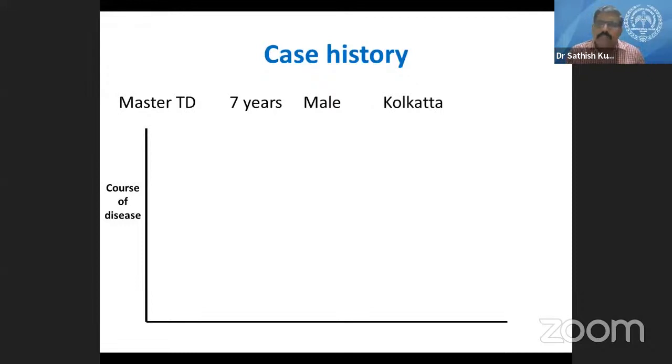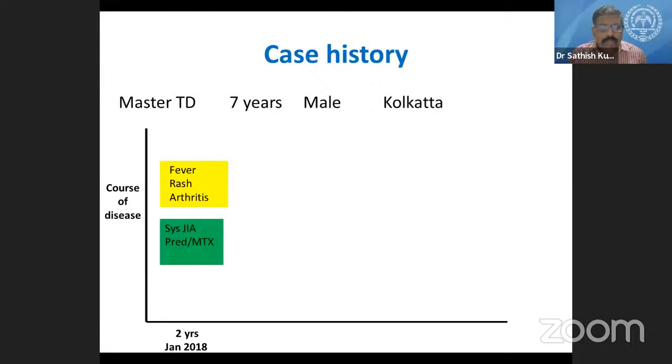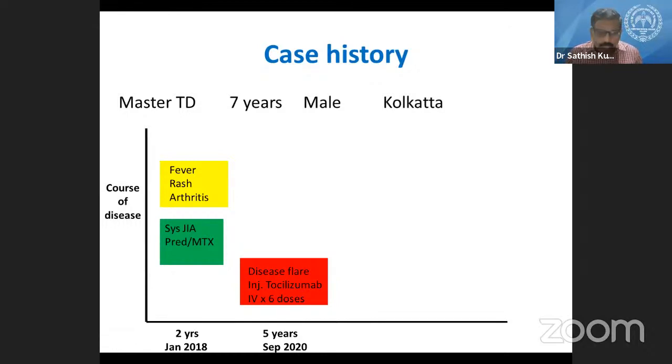I'll start with a case, a child we saw last month. I have been following this child for a long time. I first saw this child around 2 years of age. The child presented with classical fever, classical rash, and arthritis typical of systemic JIA. The child was started on prednisolone and methotrexate. Prednisolone was tapered and stopped, and methotrexate continued. The child was doing well, and around 5 years of age she had a severe systemic flare. She received tocilizumab injections for 6 doses. The disease was put under control, and she was continued on methotrexate. She was admitted again with pneumonia last year, needing IV antibiotics, and settled.